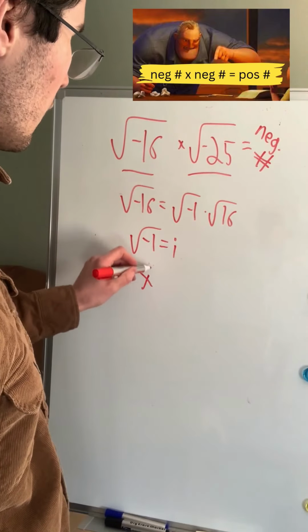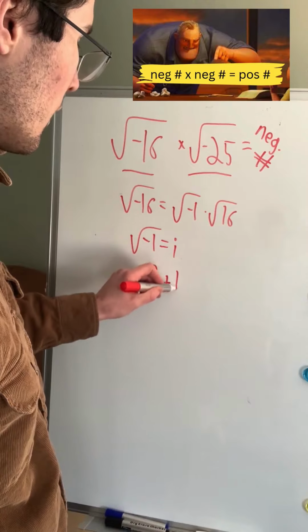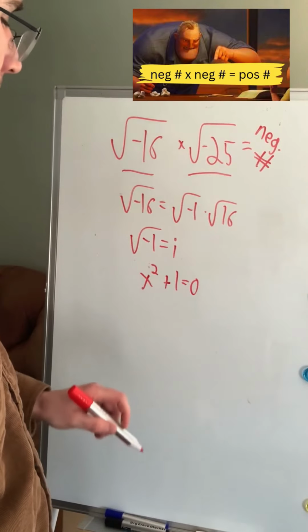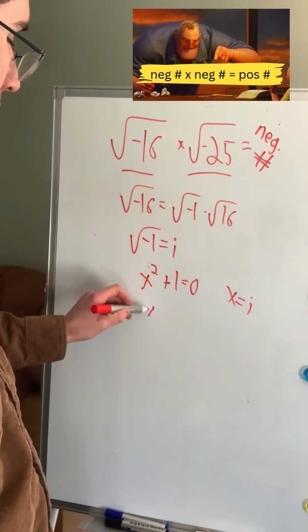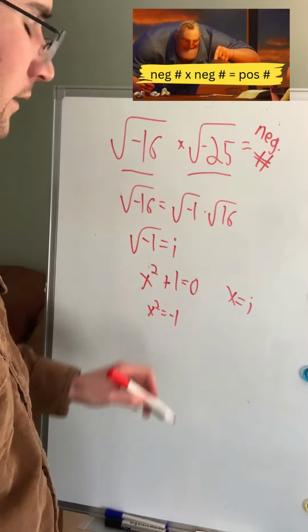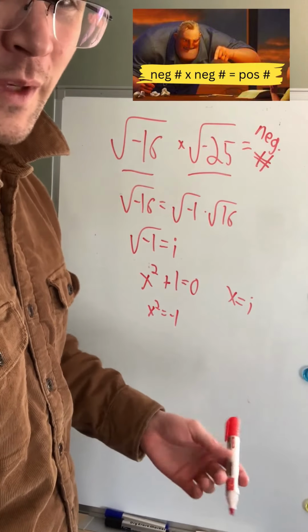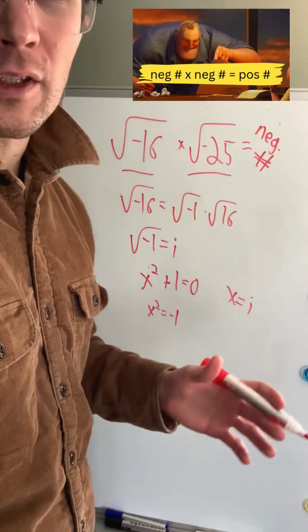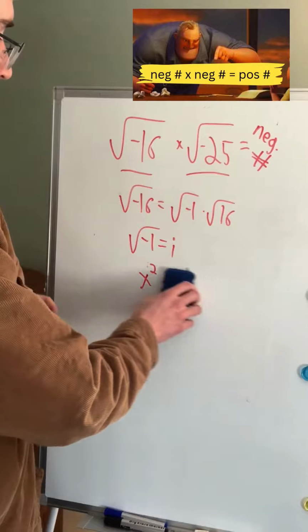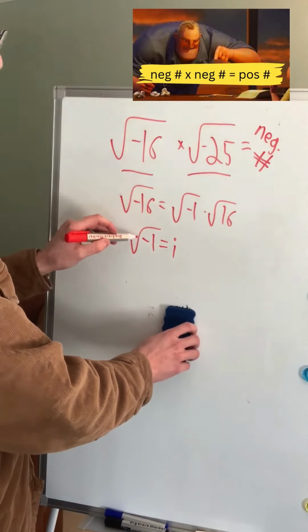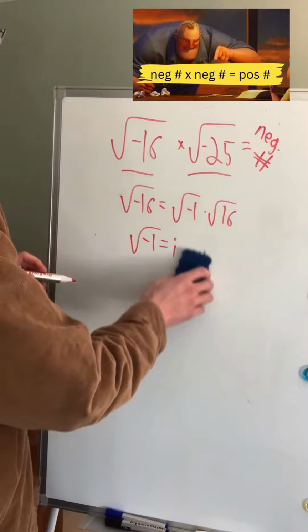i is used to solve the equation x squared plus 1 equals 0, and x is going to have to equal i. Of course, x squared equals negative 1. It wouldn't work any other way. We need x to be doing something crazy, something imaginary, for this to work out. So by pure definition, the square root of negative 1 equals i.